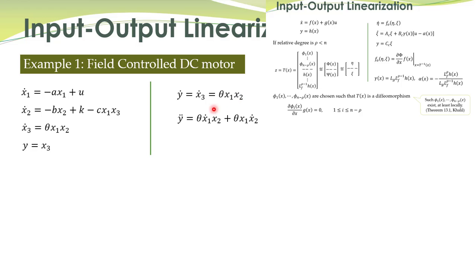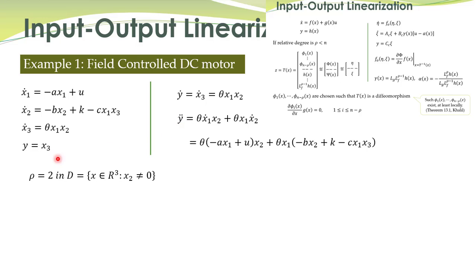We need to take the second derivative, and in the second derivative we see that x1 dot appears, and x1 dot is basically given over here, and we see that the control input appears in the expression for y double dot. Therefore rho is equal to 2, not in the entire state space, rather in the domain defined by this set, that is x2 not equal to 0. You see x2 is being multiplied with u, so only if x2 is not equal to 0 will this u appear in this equation.